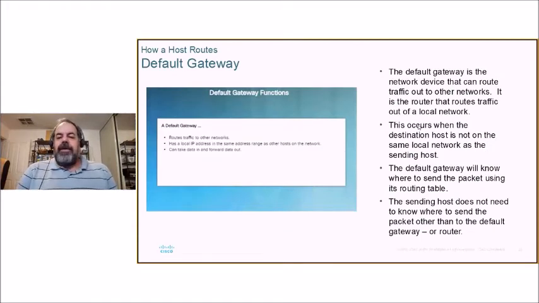So the default gateway is the network device that can route traffic out to other networks. It is the router that routes traffic out of a local network. This occurs when the destination host is not on the same local network as the sending host. The default gateway will know where to send the packet using its routing table. Well, it should, hopefully. The sending host does not need to know where to send the packet other than that it's on a different network. I'll give it to the router.